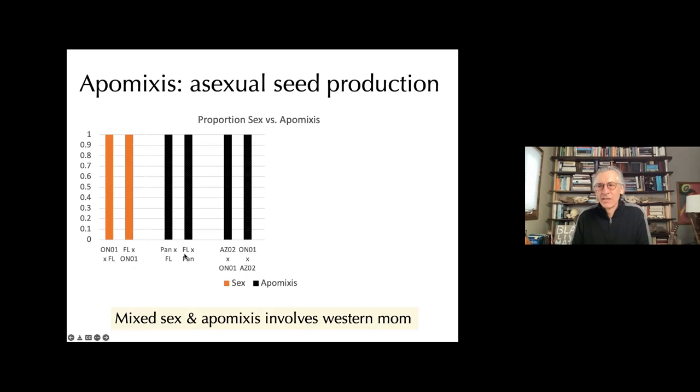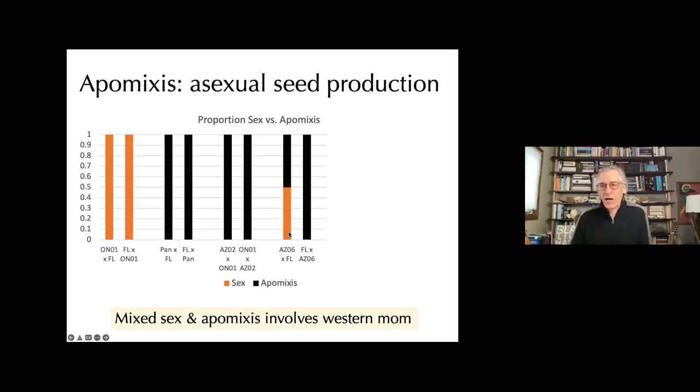Here's Arizona 2 by Ontario 1, both directions. Every seed, every offspring is a clone of mom. Here's Arizona 6 in Florida. This is really interesting. Here we have Florida by Arizona 6, so Florida being the mom, crossed with an Arizona dad. They're all asexual, all apomictic.